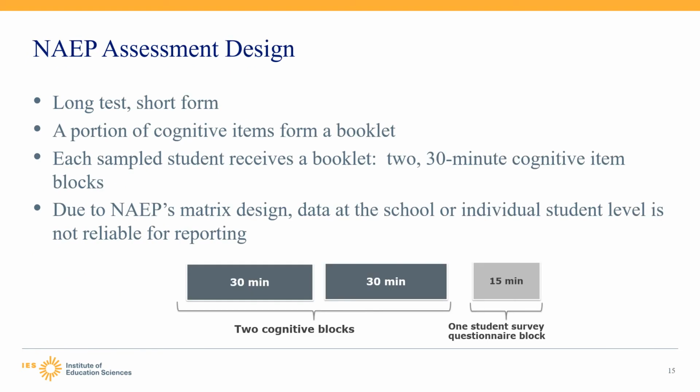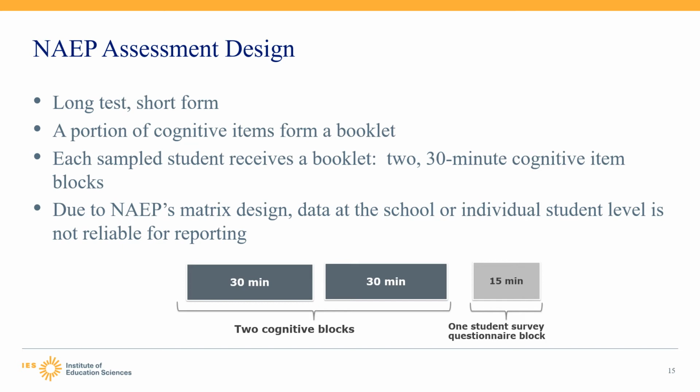Because NAEP is a large group assessment, each student takes only a small part of the overall assessment. Each sampled student takes two cognitive item blocks that contain content area questions. For digitally based assessments, or DBA, two 30-minute blocks. For paper and pencil assessment, two 25-minute blocks.